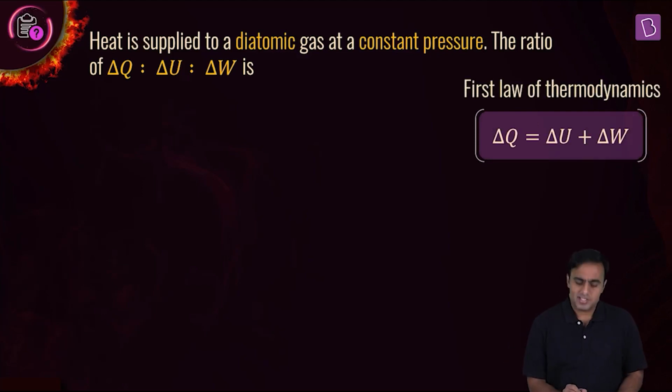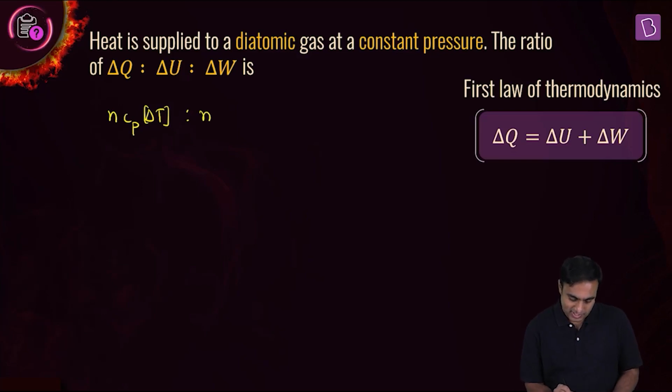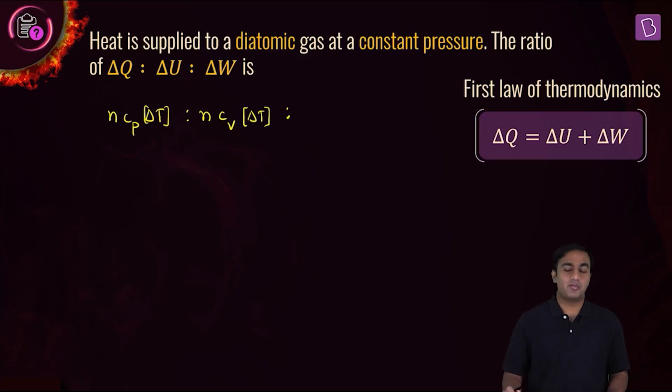Alright, what is delta Q for an isobaric process? In terms of the number of moles n and Cp, the molar heat capacity at constant pressure, we can write it as nCp delta T. Delta T is the temperature change. Now, what is delta U? It can be written in terms of number of moles and specific heat at constant volume like this: nCv delta T.